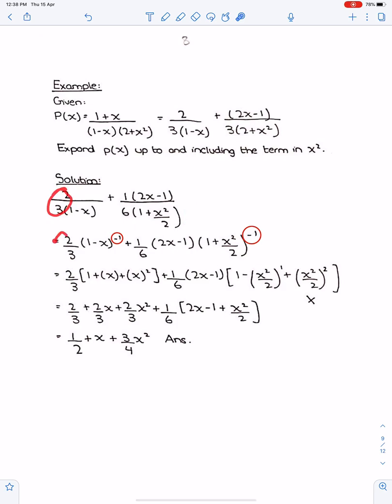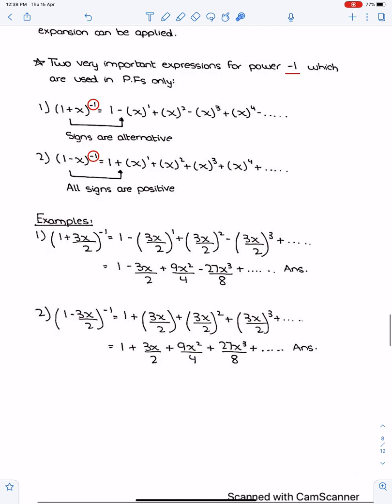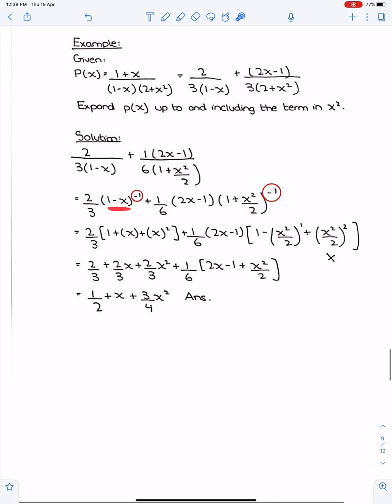So this is 2 upon 3, 1 minus x whole power minus 1. This is 1 upon 6. Copy this as here, 2x minus 1 as it is. Now bring this in numerator. When you bring this in numerator, this expansion will become 1 plus x square upon 2 whole power minus 1. Because its power is 1, when you bring this in numerator, this power will become minus 1. Now you have to expand this with the help of these rules.